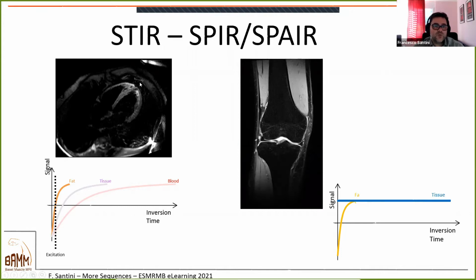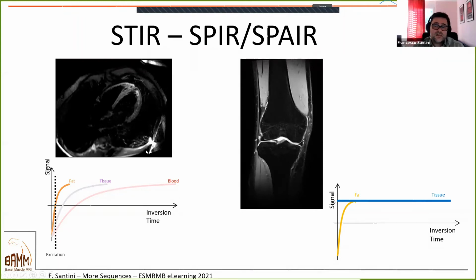This is an example of a STIR sequence in the heart. It's used to visualize edema in the heart because it's a T2 weighted sequence and we don't have any signal from the fat. However, you see that the SNR here is quite bad. This is quite bad because when we're inverting the fat, we're actually also inverting the tissue and we're inverting the blood. So when we invert the tissue here, we lose some signal before we actually acquire it. So inverting the fat in this case will also lead to a reduction in the tissue signal.